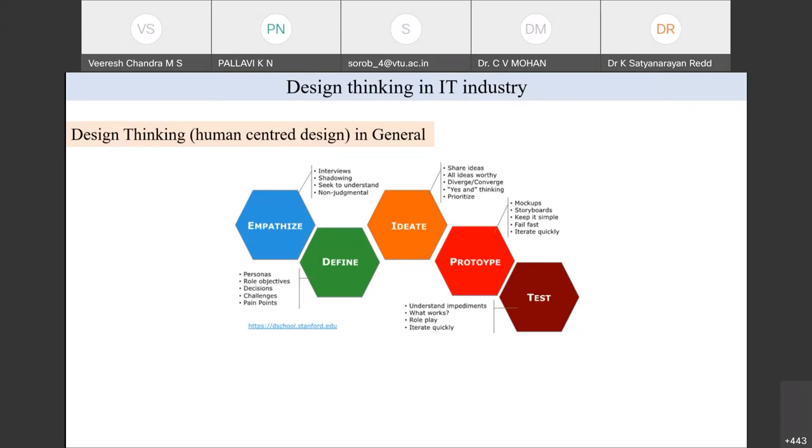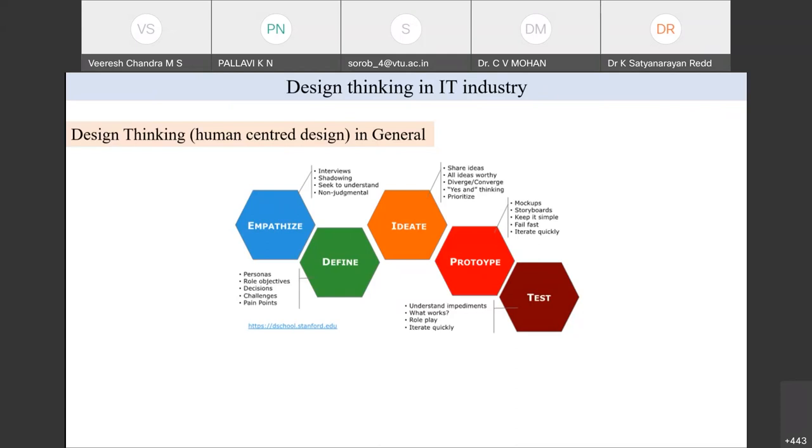We should always be non-judgmental. Let us say we have presented a design already, and he is not liking it. He wants some changes in that particular design. I should not say this person is an idiot, that he doesn't know anything about the design I have done, or that he cannot understand what I have done. No, we should not be like that. We should never be judgmental. We should always be non-judgmental.